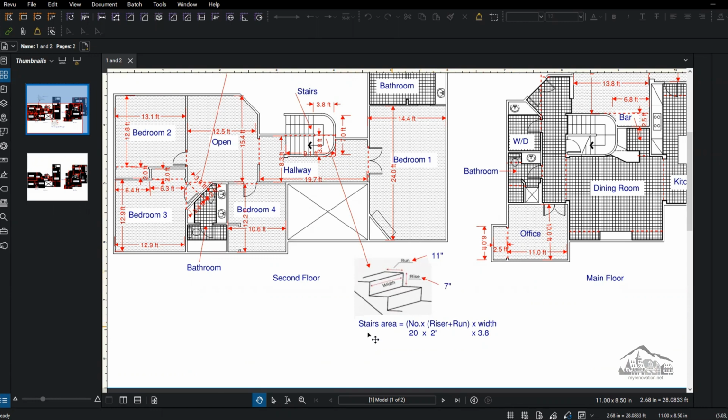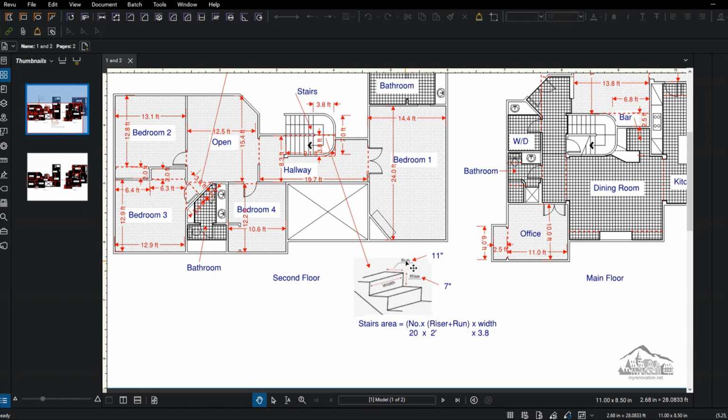So let's calculate the stairs. This is the stair area calculation. It will be the number of steps. So this is 1 step, 2 steps, 3 steps. Multiply that by the riser plus the run. And here 11 plus 7 gives you 18, but we're going to make it 24 inches, or 2 feet. And you multiply that by the width of the stairs. So for example, in our stairs here it will be 20, and this is very much a standard, like most of the stairs in residential homes, about 20, 21 risers.